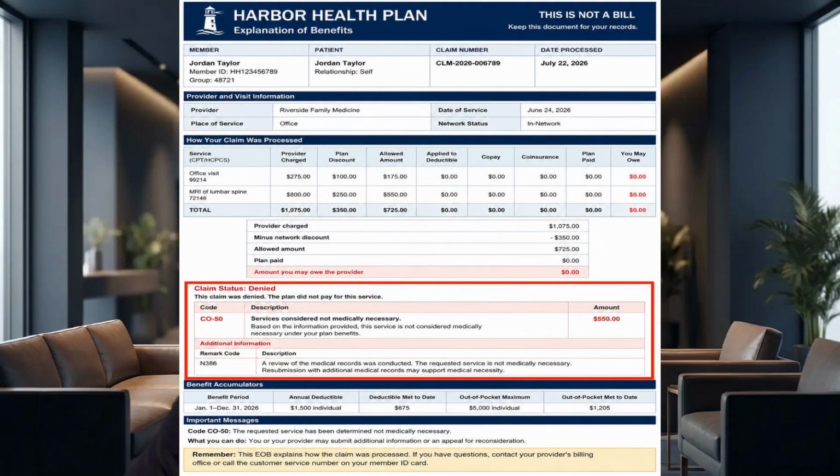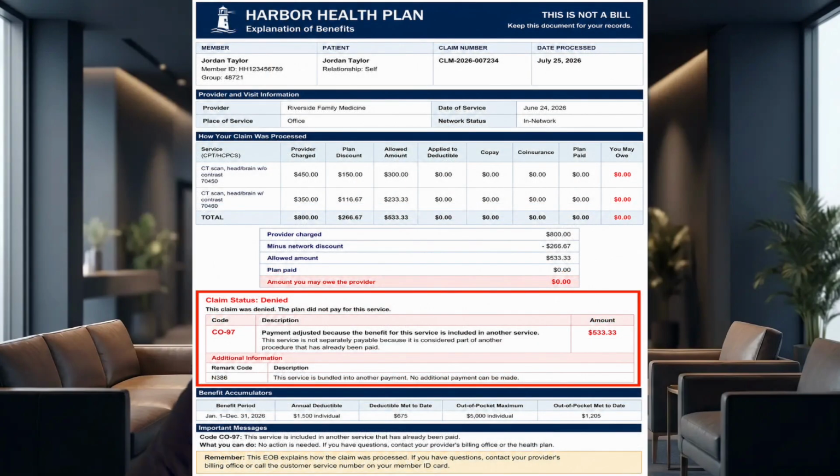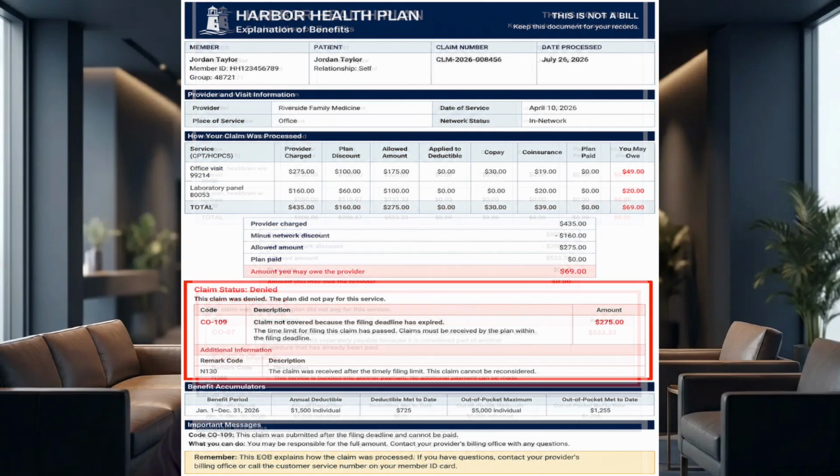CO50, service not considered medically necessary. Sometimes in this case, additional documentation or an appeal may be used to overturn this denial. CO97, the service is included in another service that was already paid. This usually involves billing edits or bundling rules. CO109, claim filed after the filing date, timely filing. Unfortunately, these denials often cannot be corrected.